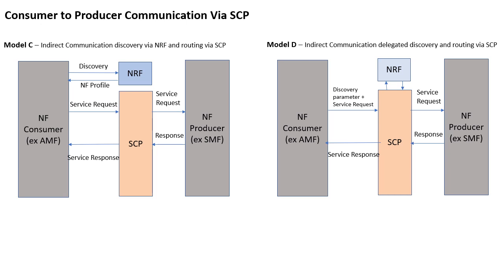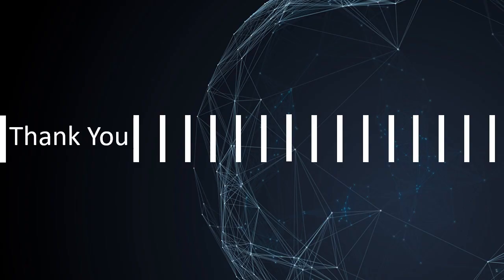So there are four ways of communication between consumer and producer: Model A, Model B, Model C, and Model D. Thank you so much.